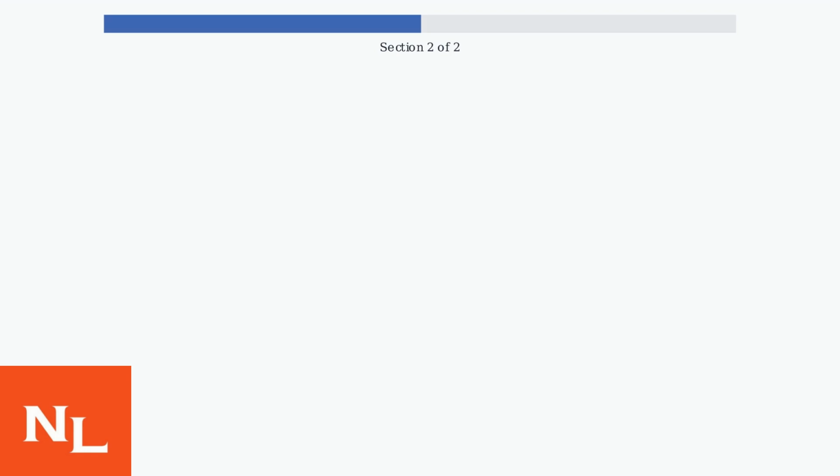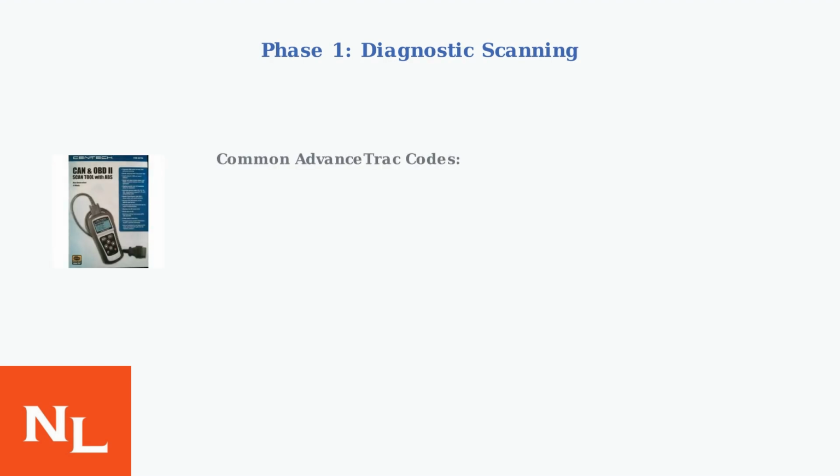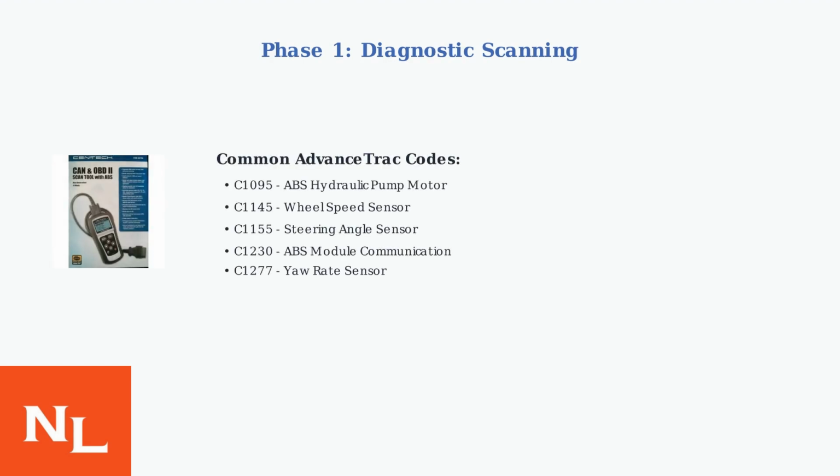This involves three main phases: diagnostic scanning, visual inspection, and targeted repairs based on findings. The first step is always diagnostic scanning using an OBD2 scanner capable of reading ABS and stability control codes. Look for common AdvanceTrac codes like C1195, C1145, C1155, C1230, or C1277.